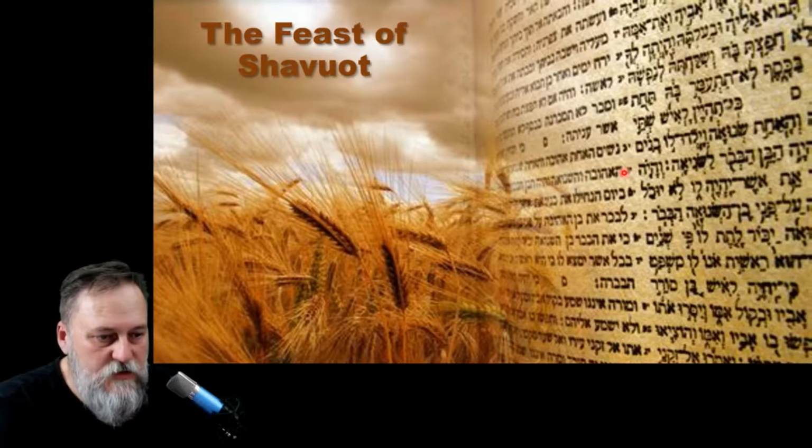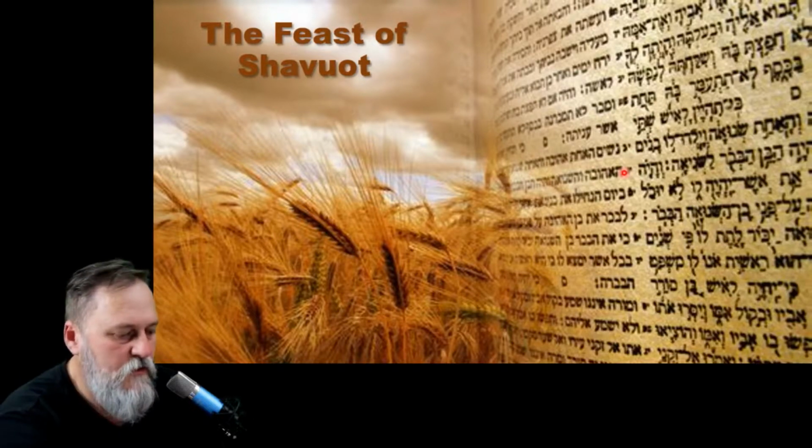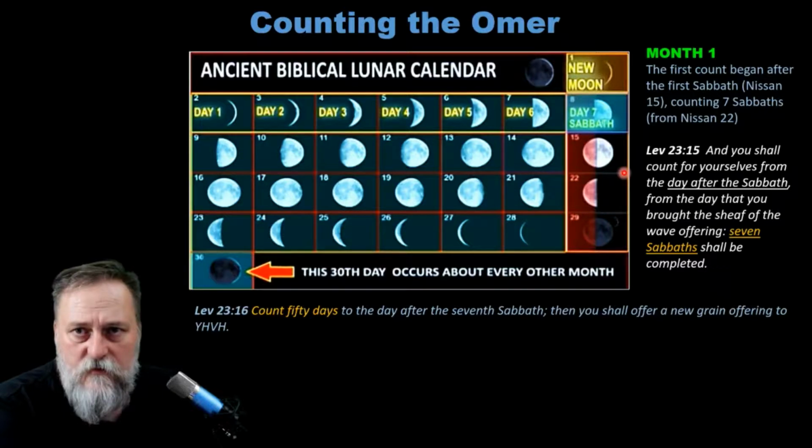So Shavuot is the wheat harvest that is connected to the first three festivals, which are Passover, Unleavened Bread, and First Fruits. Now Shavuot is basically determined by counting from the first three festivals to reach a certain count, and then you celebrate the Feast of Shavuot.